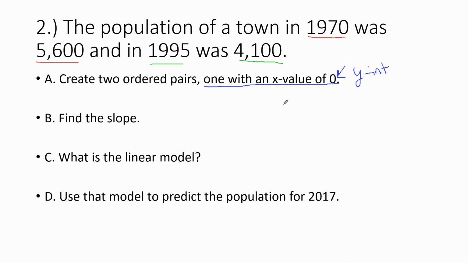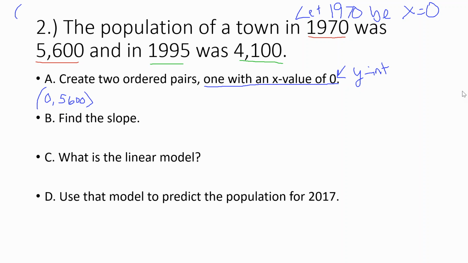Okay. Now, because we need an x value of 0, neither 1970 nor 1995 equals 0, right? They don't. This is where you get to be creative, and you get to say, you know what? Let's let 1970 be x equals 0. We're basically saying, obviously, we don't care about anything prior to 1970 in this problem because that's where the problem starts. So if we do that, we have an ordered pair 0, 5,600. Because 0 is 1970, and in 1970, the population was 5,600, right?